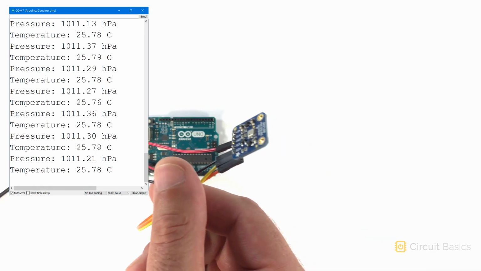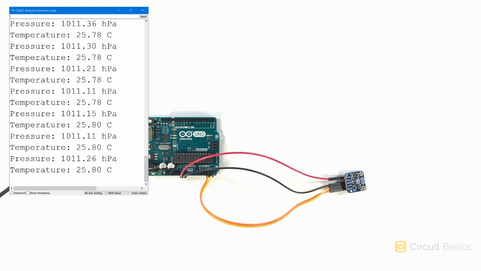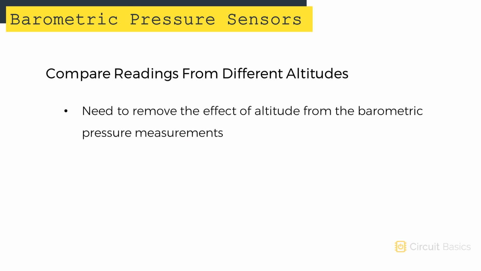The pressure reading here is the barometric pressure at my current altitude. We saw earlier that the barometric pressure is affected by altitude. This will be fine if all you want to do is measure changes in pressure. But if you're building a weather station, you'll probably want to compare the reading from the BMP180 to pressure readings reported by different news and weather channels. But those readings might have been taken from a different altitude than yours. So we need to adjust the pressure reading to remove the effects of altitude.